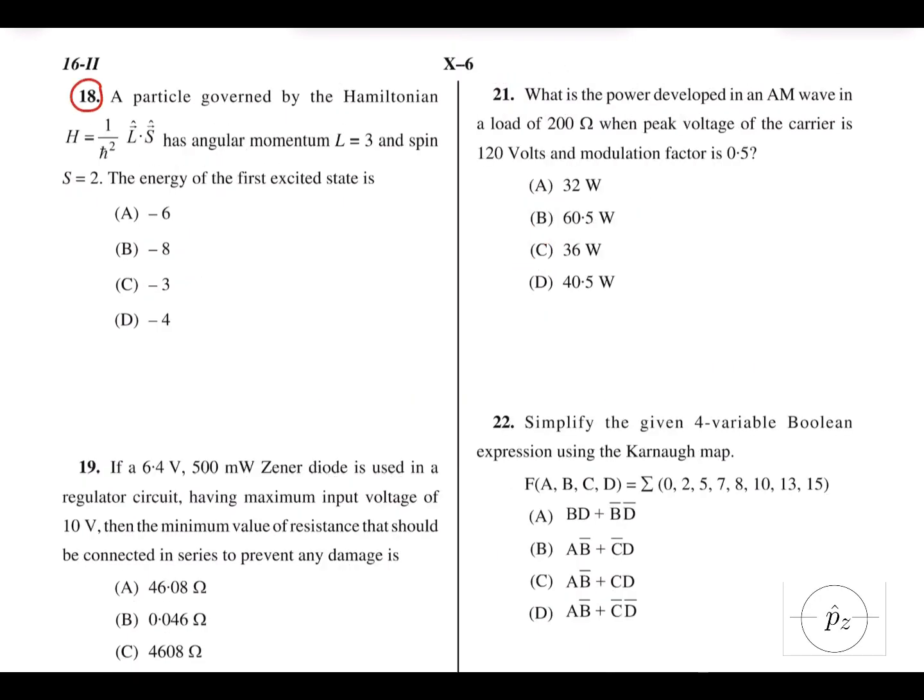Problem number 18. A particle governed by the Hamiltonian given by this has angular momentum L equal to 3 and spin S equal to 2. The energy of the first excited state is. Note that L plus S whole squared can be written as L squared plus S squared plus 2L dot S. So the Hamiltonian can be written as 1 by h bar squared times half times L plus S squared minus L squared minus S squared. So this thing is J squared.